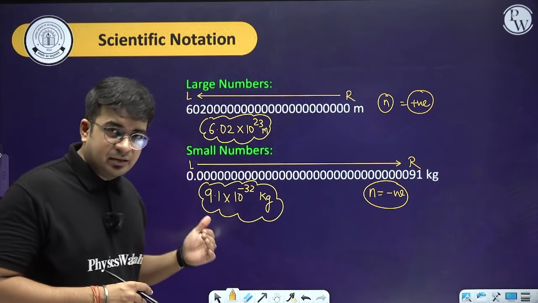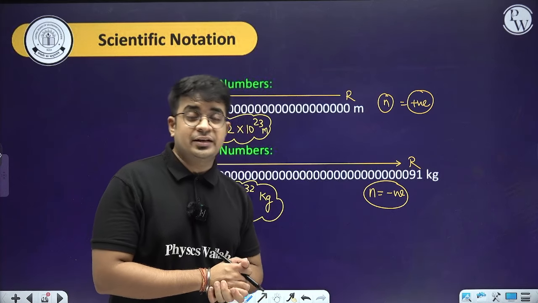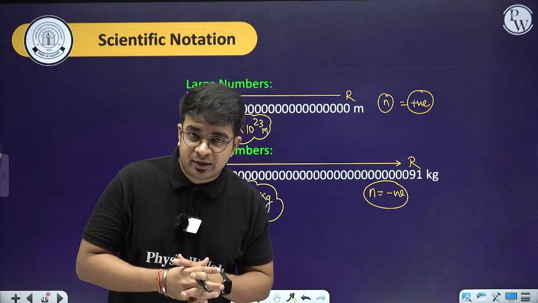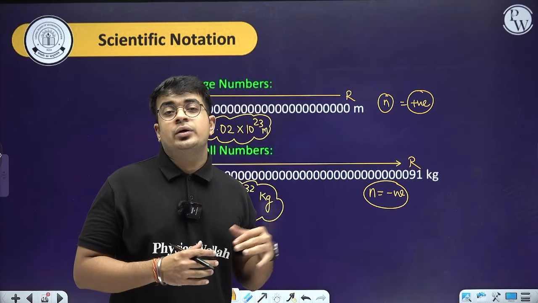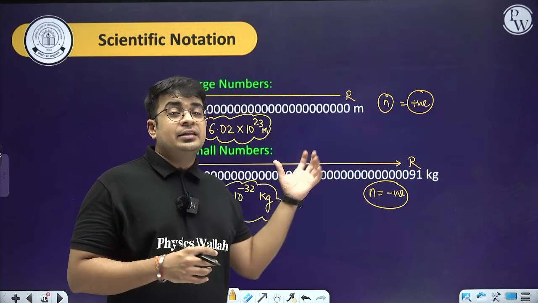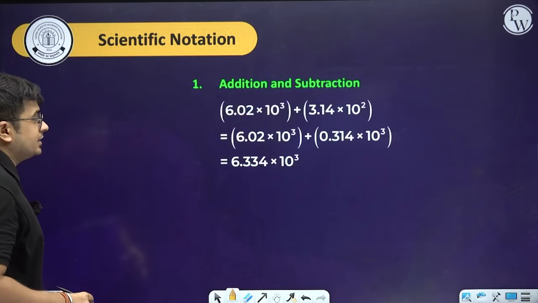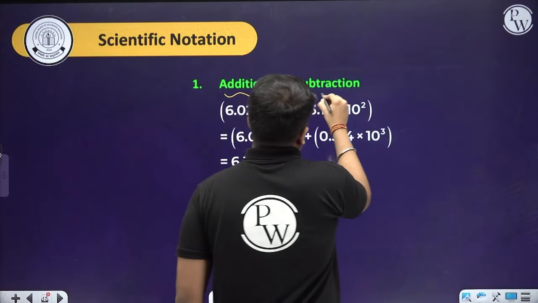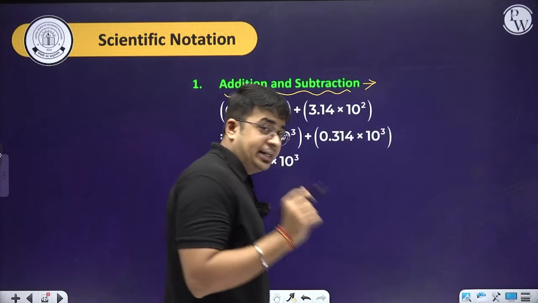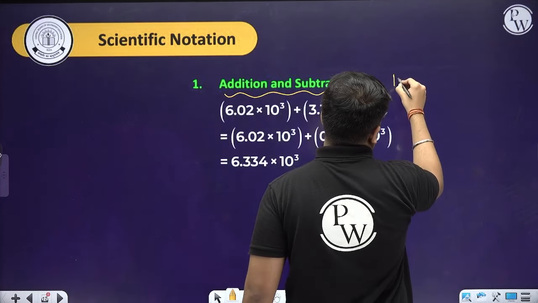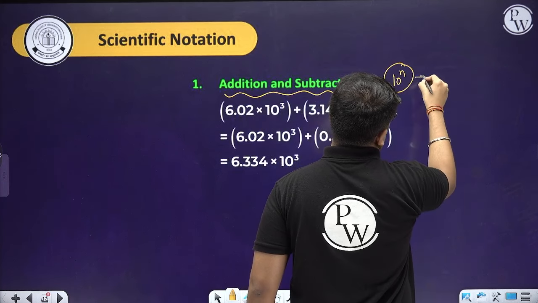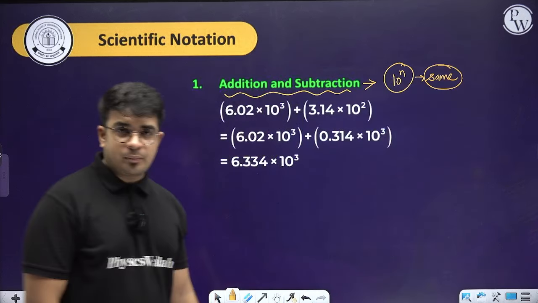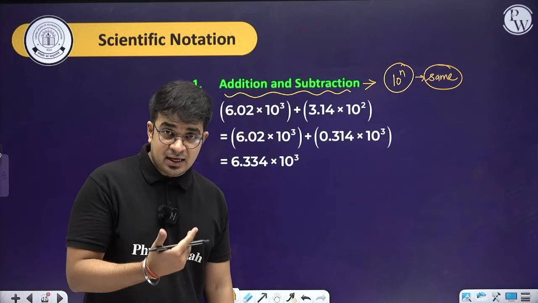Now there are certain mathematical operations which are associated with scientific notation: how you can add those large numbers, subtract those very small numbers, and multiply as well as divide these quantities. The rules are very easy. First of all, for subtraction as well as addition, the most important thing is I need to make sure that this 10 raised to the power n is the same. Then only I can apply the operation of addition as well as subtraction.